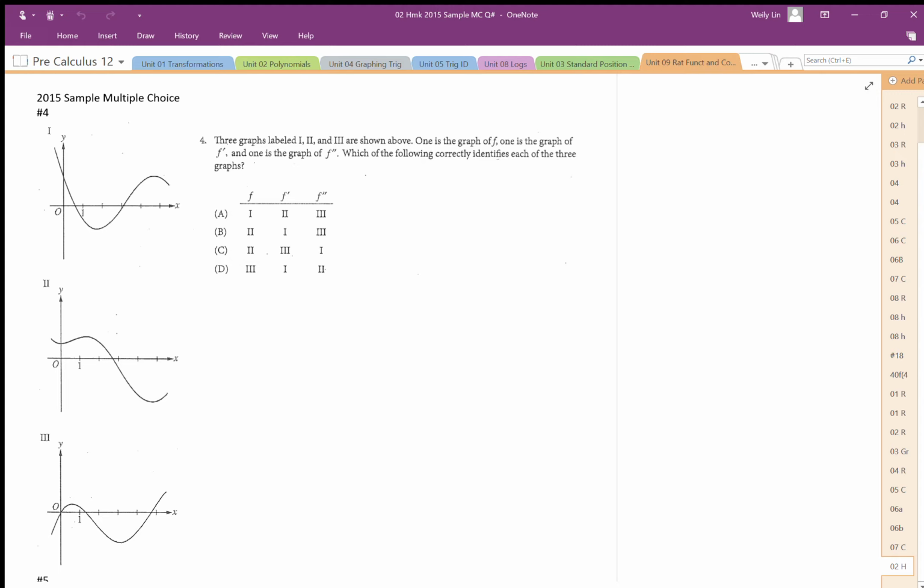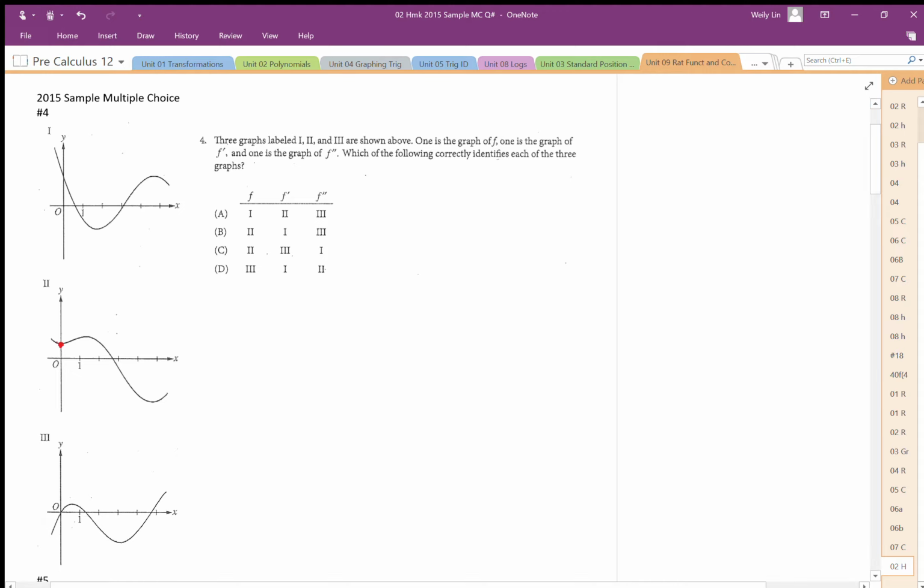For question number four, we want to choose a strategy where we can line up the different x values with each other. The graphs are not given in this way, but I've oriented them so I can see the x values lining up with each other. And what we want to look for is where we have any minimums, and where they relate to zero.